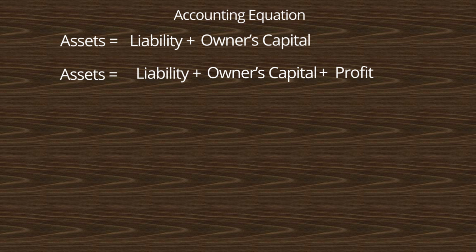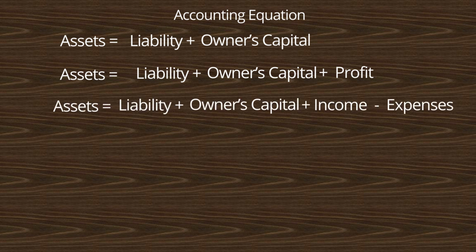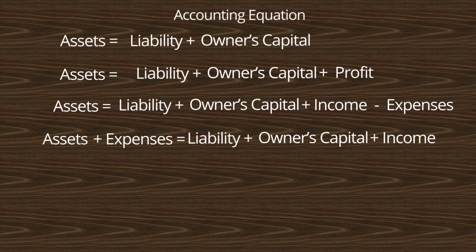So if we expand the profit, the accounting equation will now become assets is equal to liability plus owner's capital plus income minus expenses. Now if we move the expenses towards assets, the minus sign of the expenses will become positive, and the accounting equation will now be assets plus expenses is equal to liability plus owner's capital plus income.